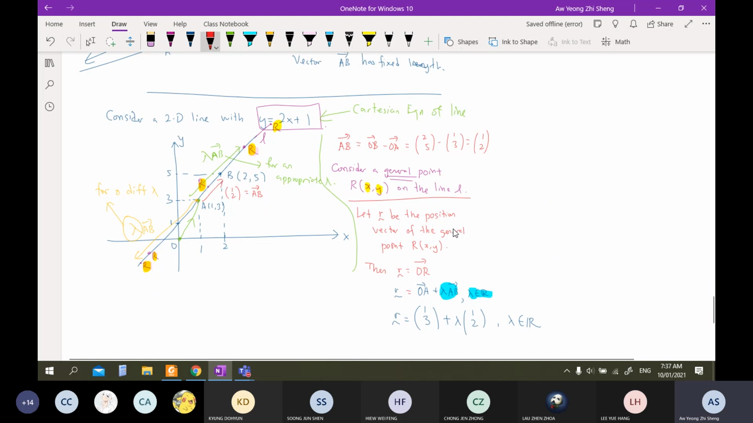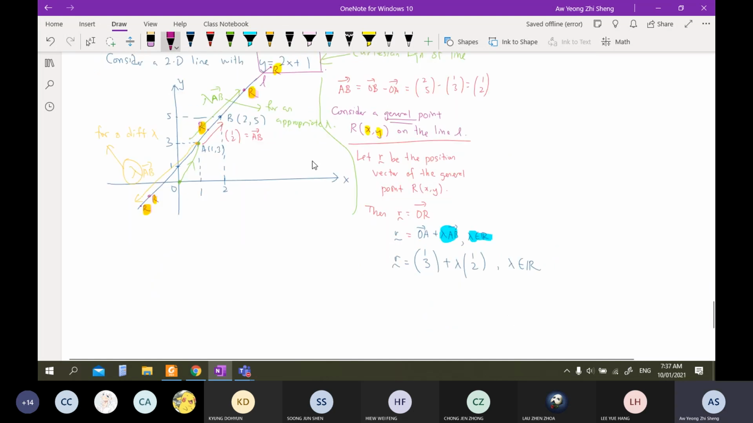Okay. Now, it's time to introduce you to the terminology. This equation here is known as the vector equation of the line L. It's known as the vector equation of the line L because we are having an expression in vector form for the position vector of a general point. Right, so this is clearly an equation that involves vectors because on the left you have a position vector and on the right you have a sum of two vectors. So this is clearly an equation in terms of vectors, and we call this a vector equation.